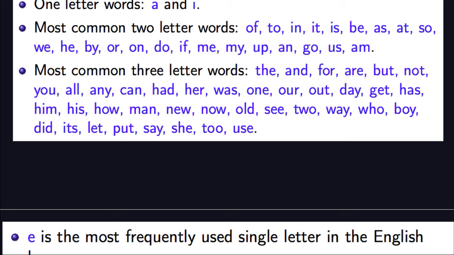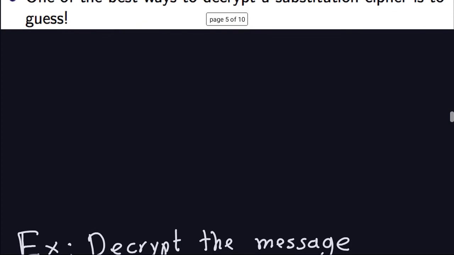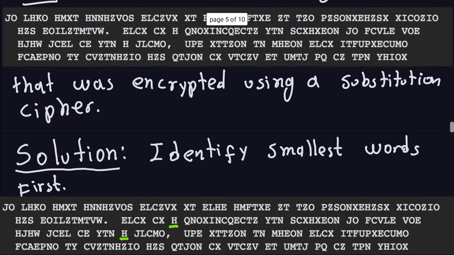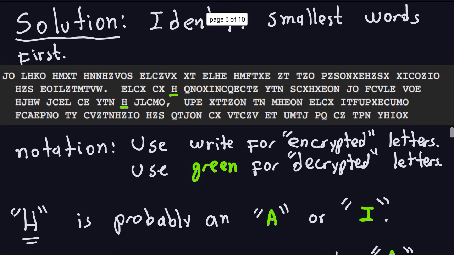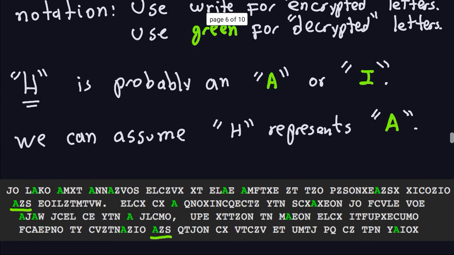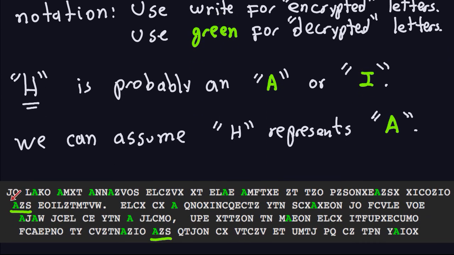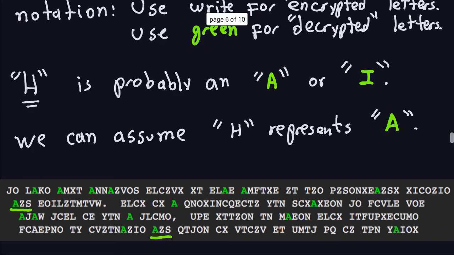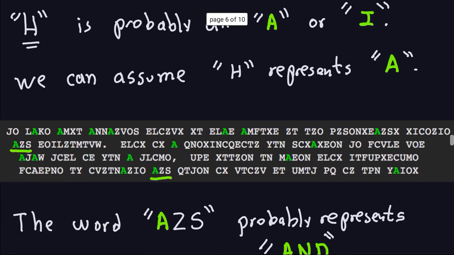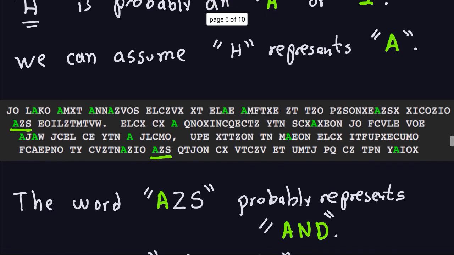So what that means is, if I scroll all the way down to where I replaced the H by A, which is this one right here, here was the place for the H, and now it's an A. So I have this one. So I can assume at this point that this three-letter word will be A, N, D. So let me write that down. So this word that is right here, A, that's coming. Remember, green is plain text and white is ciphertext. Probably represents this word AND.